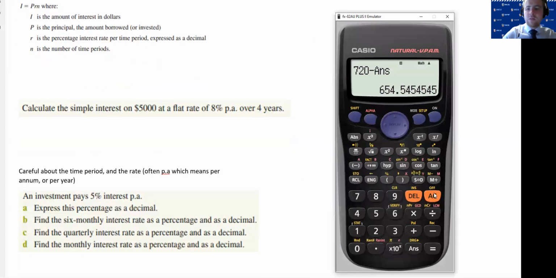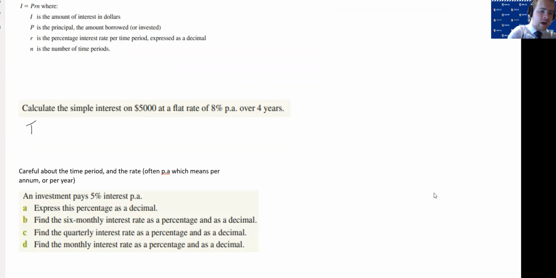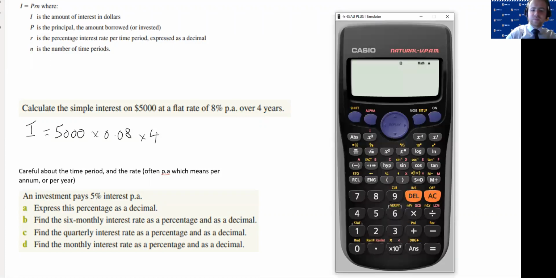We'll need a calculator for this one. Calculate the simple interest on $5,000 at a flat rate of 8% per annum for 4 years. So we just use our formula, I equals and then our principal is 5,000. Our rate is 8% per annum. Okay, I'm going to write 8% as a decimal, so 0.08. So remember, you just divide by 100 and you get it as a decimal. And then we're going to times it by 4 for 4 years.